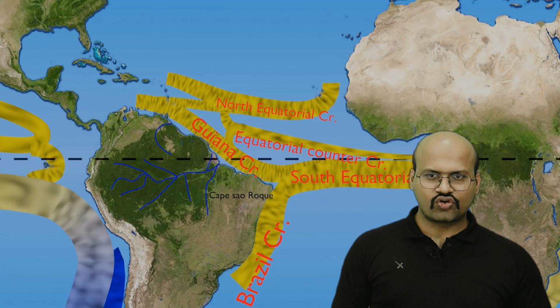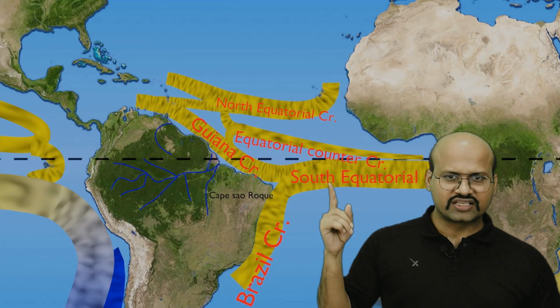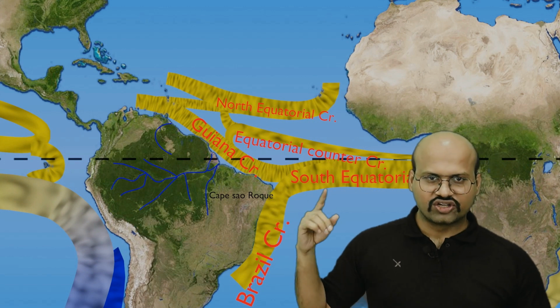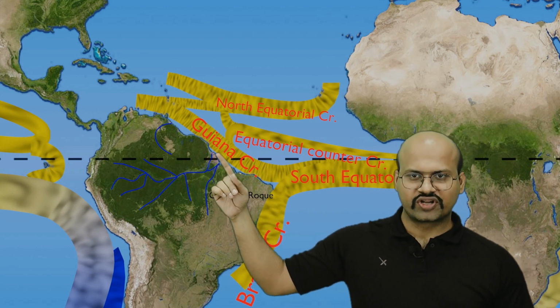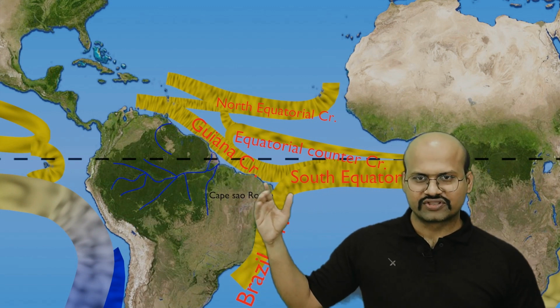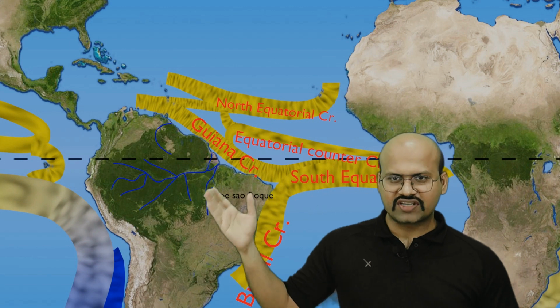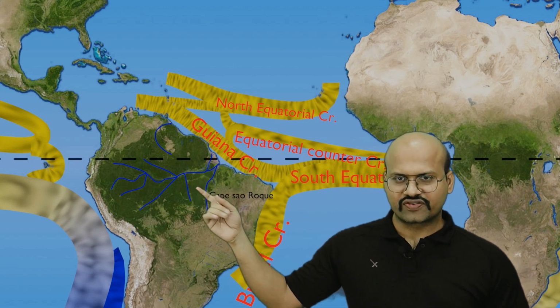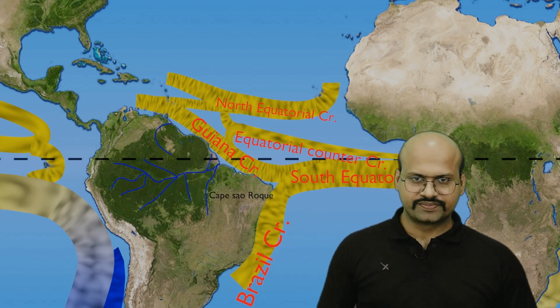Now we will talk about the Guiana Current. We have already seen that the South Equatorial Current divides at Cape of Sao Roque, and the northward part of this South Equatorial Current is called the Guiana Current. This Guiana Current flows in the northern part of South America, and we see that a lot of fresh water is discharged from the Amazon and Orinoco rivers.